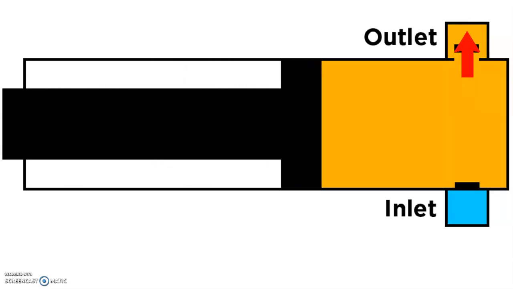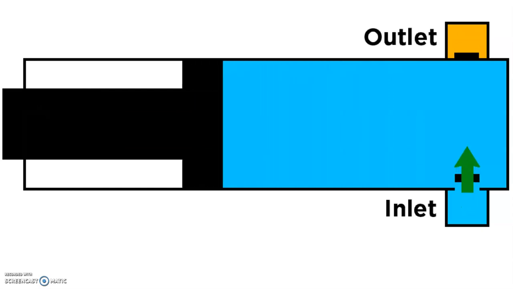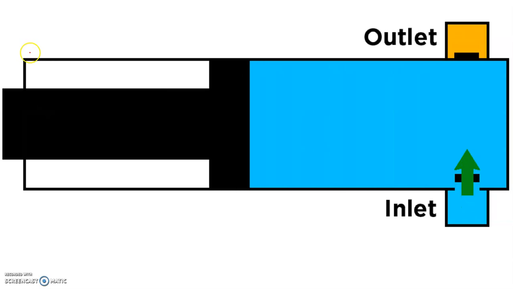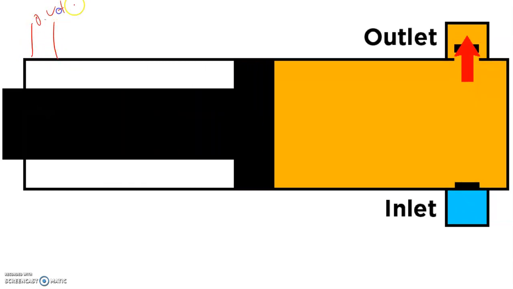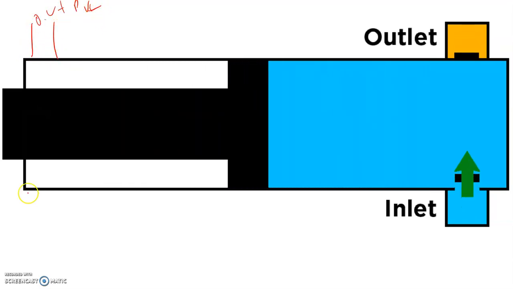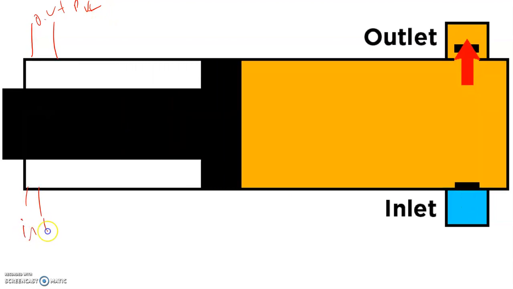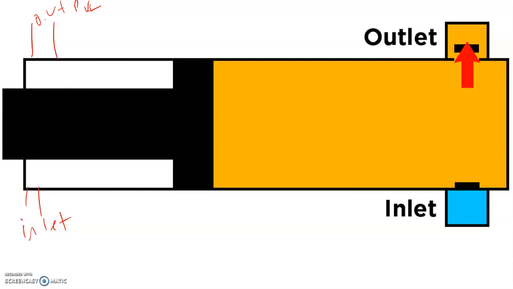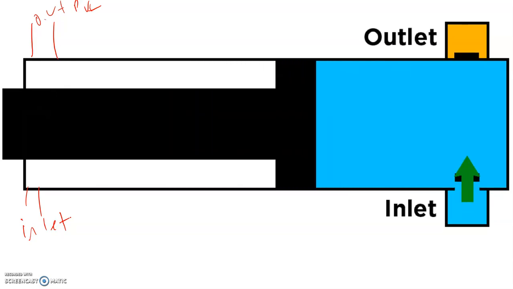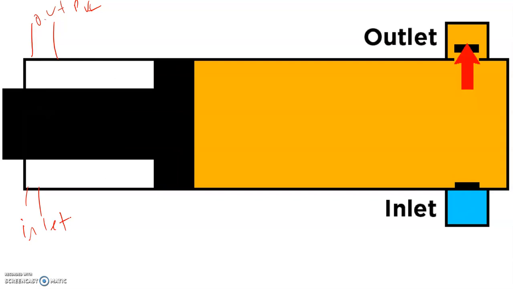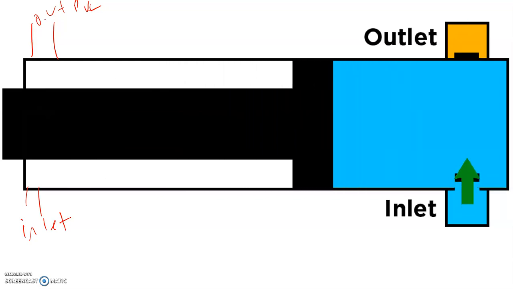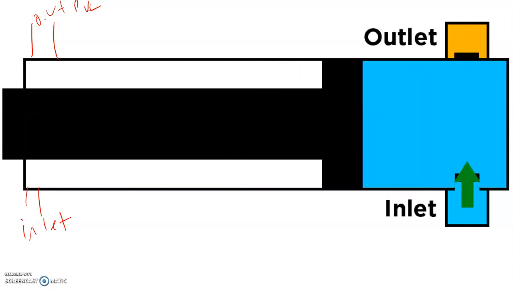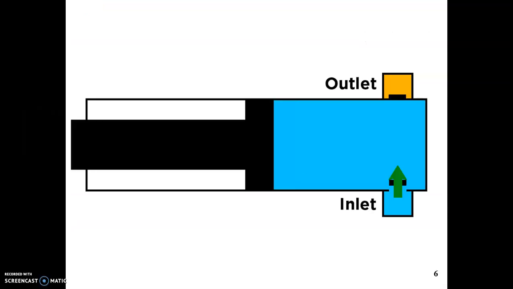The double acting pump, on the other hand, has multiple inputs and outputs. There is one more output here, and there is one more inlet here, right? So when the pump is moving backward as well, it does the suction and output at the same time. That is called the double acting pump, which we can see in the next slide.